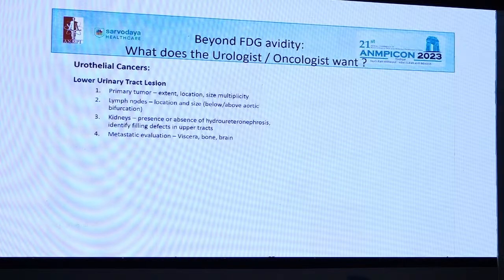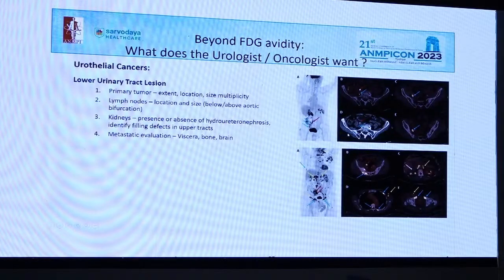However, it comes into the picture for lymph node evaluation. For lymph nodes, you have the location and size, whether below or above the bifurcation, involvement of the kidneys, presence or absence of hydronephrosis, and identification of filling defects. This is where PET-CT has shown its progress over CT alone, as even small nodes which do not satisfy the criteria for significance may be intensely avid, indicating the possibility of metastatic involvement.